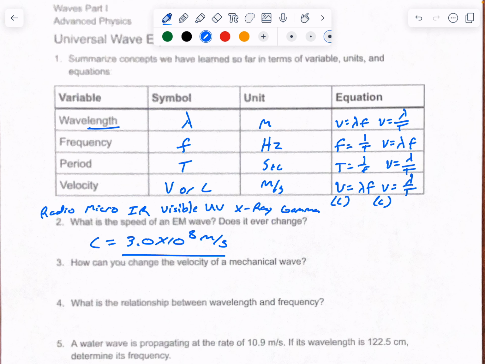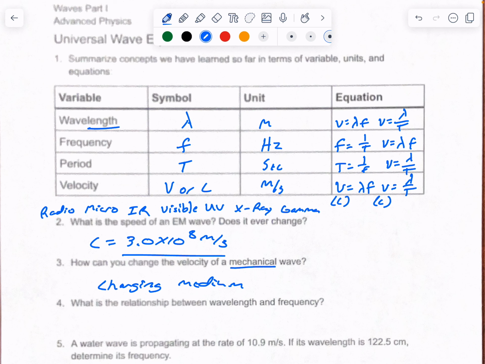Number 3, how can you change the velocity of a mechanical wave? So remember, a mechanical wave is a wave that needs a physical medium. It needs something like air, water, a chain, a rope. Okay, so it needs an actual physical material medium. And the only way you can change the velocity of a mechanical wave is by changing the medium. Okay, so one example would be like sound. Okay, if you want sound to go faster, you got to change the medium.